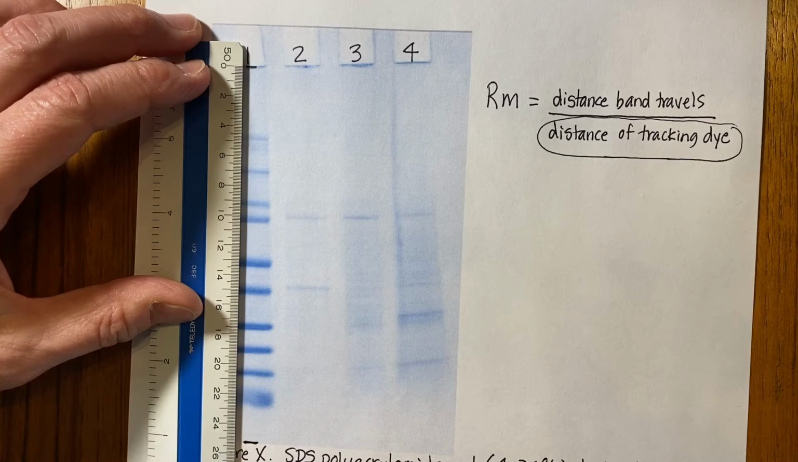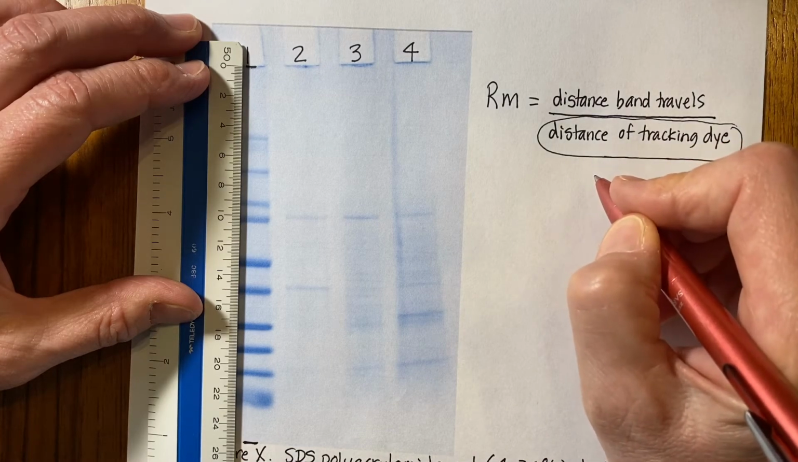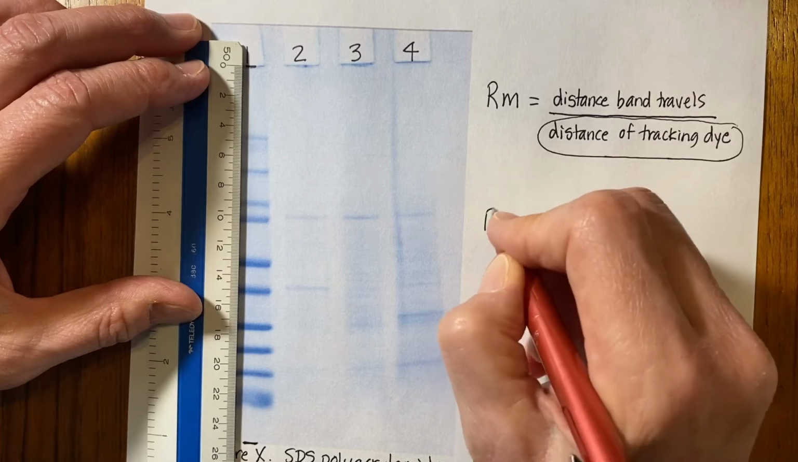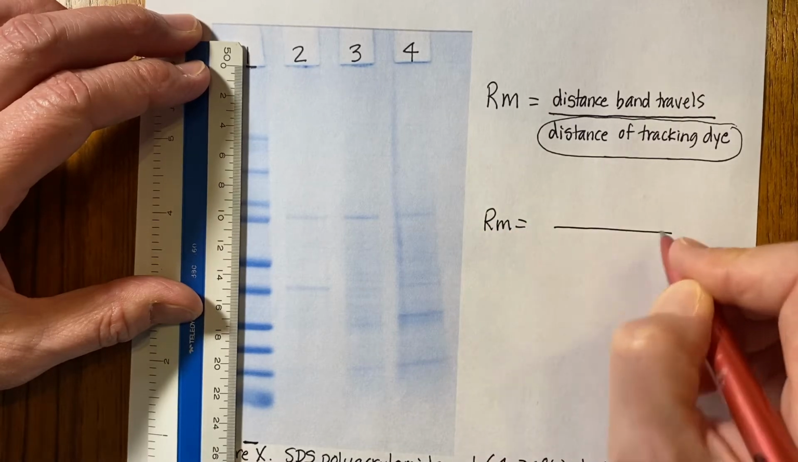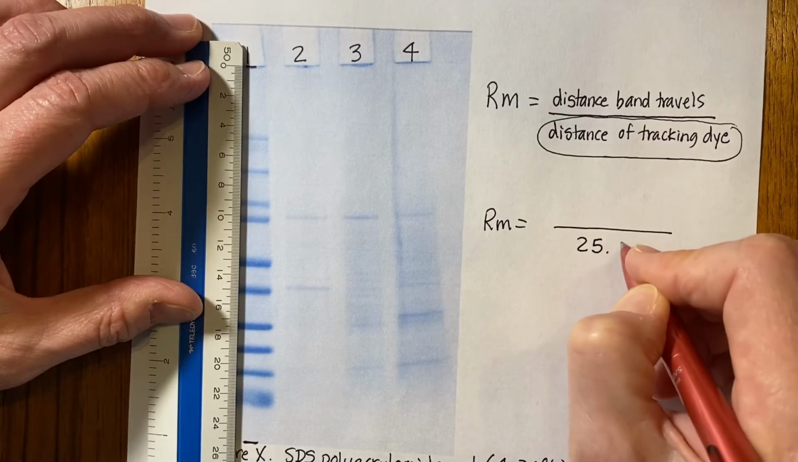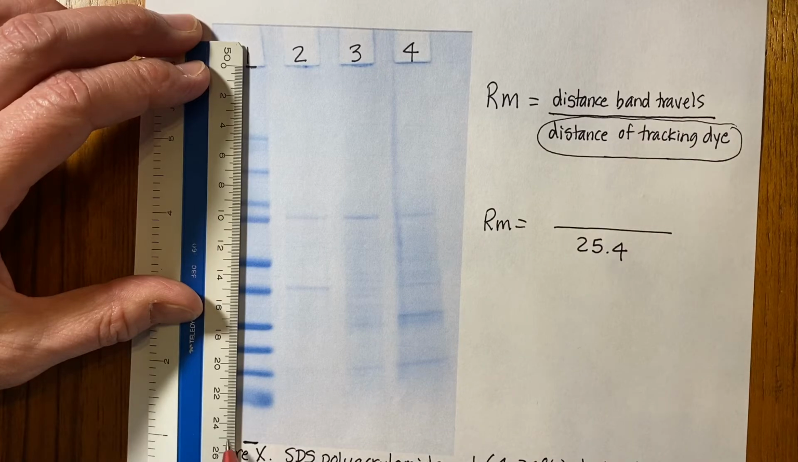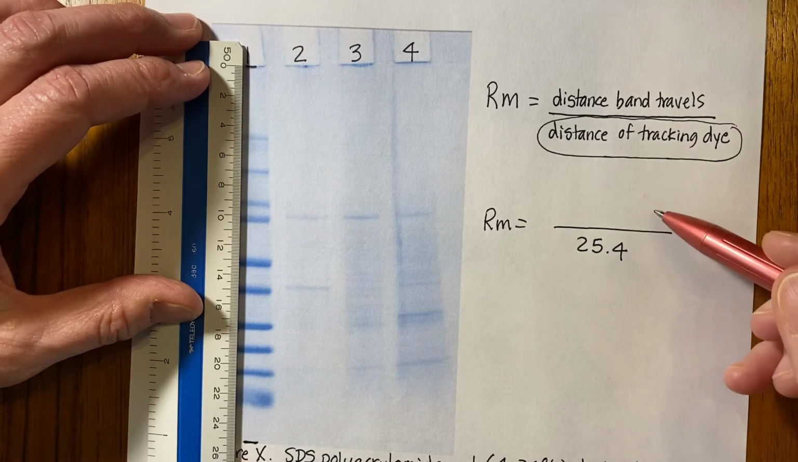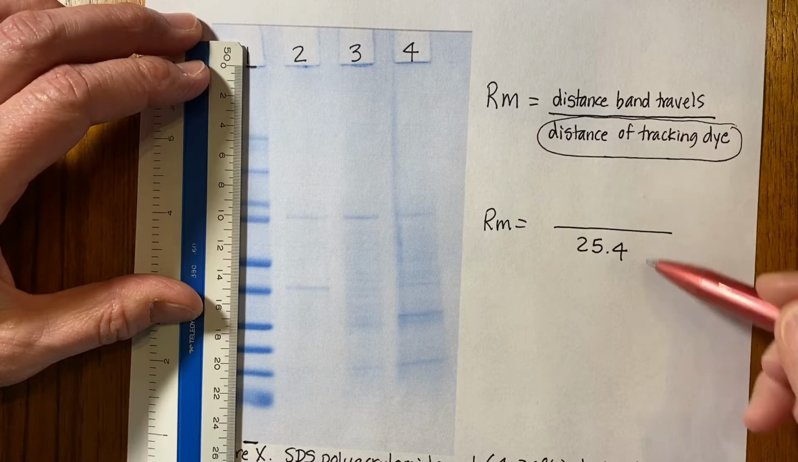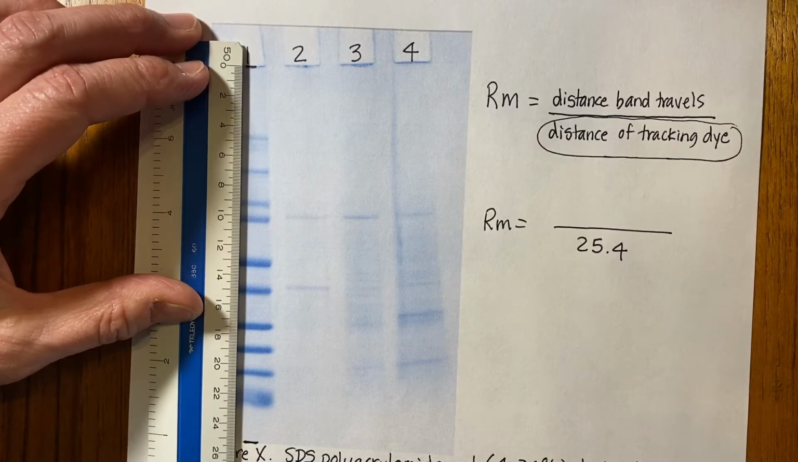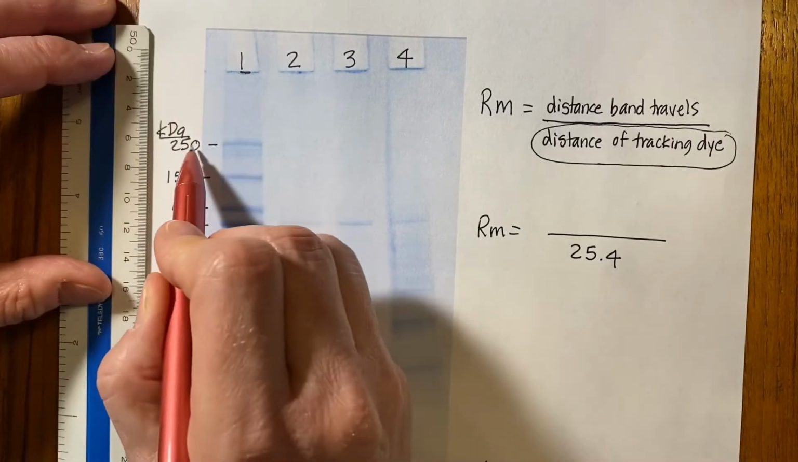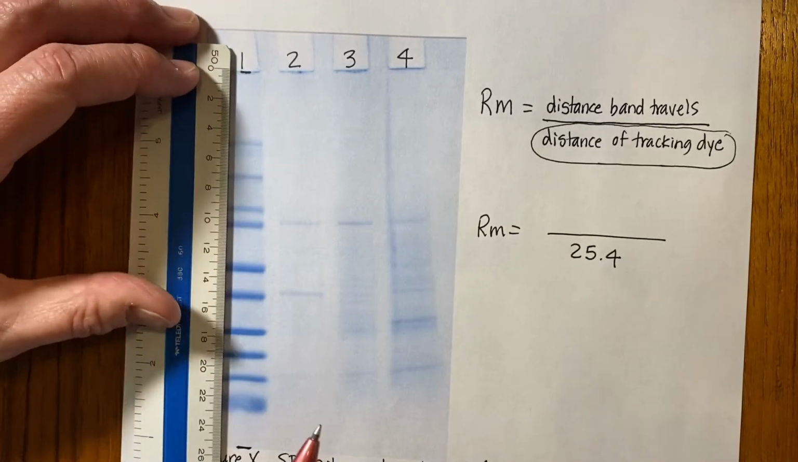And in this case I'm getting 25.4, let's say. 25.4, so the denominator will equal 25.4. It's almost 25.5, but we'll call it 25.4. It doesn't matter what the units are because you'll have the same unit on the top and the bottom and they'll cancel. So now for our first band, which is the 250 kilodalton one, we'll measure that.